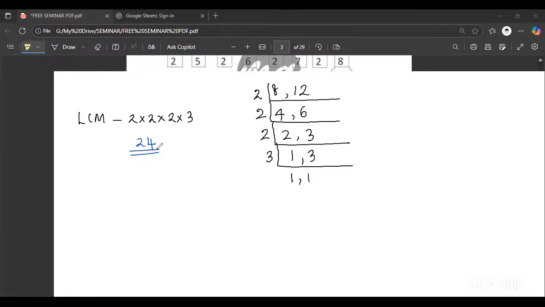Do you understand the difference between a tree diagram and a ladder diagram? All clear?